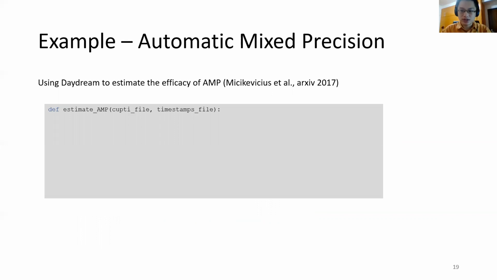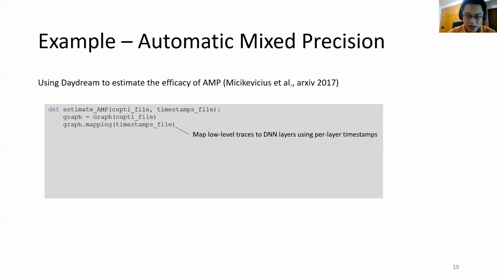So far, we have introduced Daydream's transformation primitives, which might look very simple but are actually very powerful. We show one example of using Daydream to model the optimization of automatic mixed precision. The modeling process takes two inputs from the Daydream profiler. One is the low-level traces collected using CUPTI, and the other is per-layer timestamps collected by instrumenting the machine learning frameworks. We then construct Daydream's dependency graph based on the low-level traces, and map the low-level traces to DNN layers.